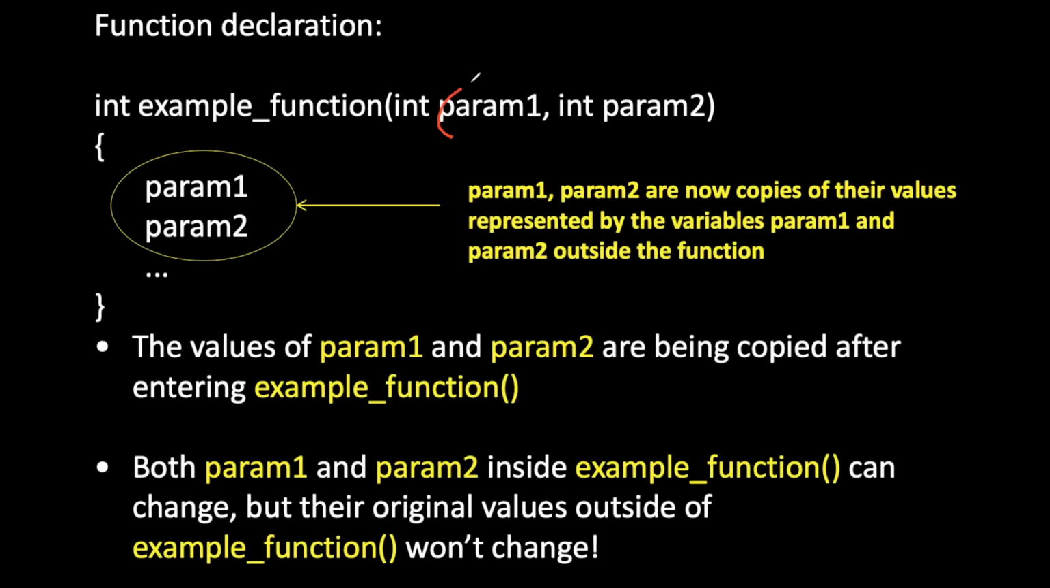If parameter 1 is 2 and parameter 2 is 5, then you have 2 and 5 right here, and they're literally the copy of what gets passed in. So if argument number 1 is 2, then what's inside of your function as parameter number 1 will be a copy of what got passed in. The same thing with parameter 2 as well.